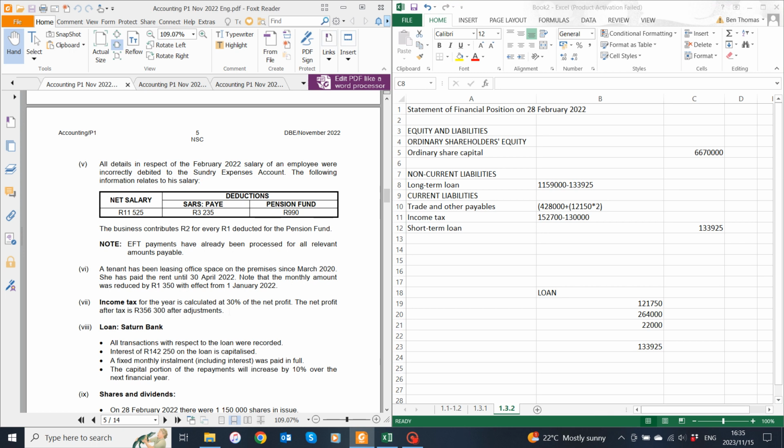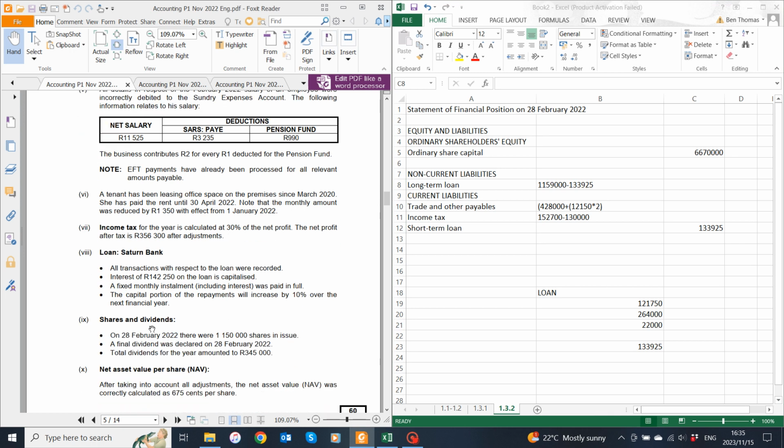Okay, guys, shares and dividends. On 28 February 2022, there were 1,150,000 shares in issue. A final dividend was declared on 28 February 2022. Total dividends for the year amounted to 345,000 rand. So remember, guys, this 345,000 belongs in the retained income note for total dividends for the year. I want to know what the final dividend for the year is, because that's going to be here.